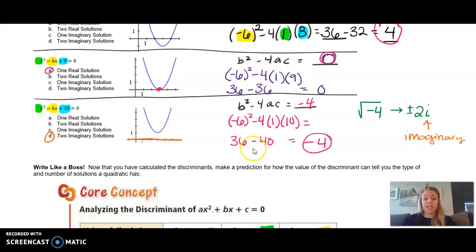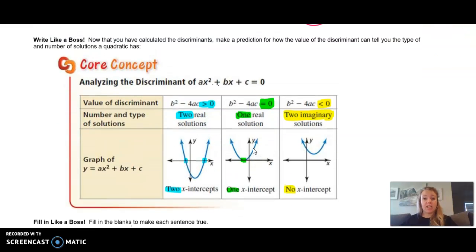What we just learned is how to make a prediction of what types of solutions we're going to have. So when that b squared minus 4ac, we're talking about the inside of the square root, is positive, meaning greater than 0, then that's going to tell us we're going to have 2 real solutions, meaning somewhere on our graph it's going to touch twice.